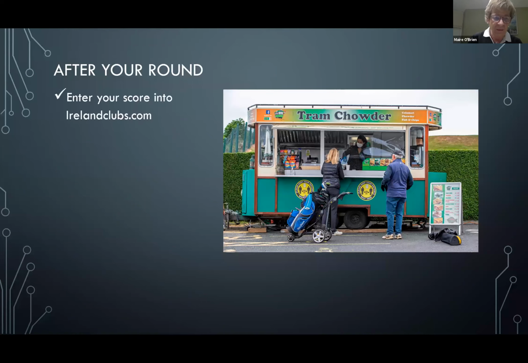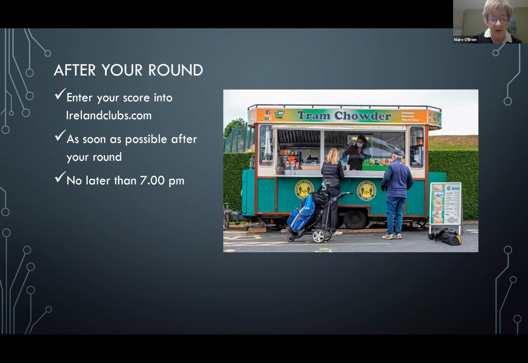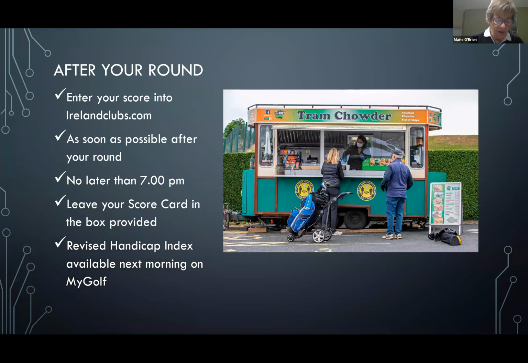You must enter your score into irelandclubs.com, as we do at the moment. And this should be done as soon as possible after your round. Your score should be entered no later than 7 p.m. at the moment. We will review this timeline, obviously, for the summer months to facilitate people who may be playing late in the afternoon. You should leave your scorecard in the box provided in the ladies' locker room, and all scores entered on a particular day are uploaded to the centralized handicap system just after midnight, and your updated handicap index will be available to you early the next morning.